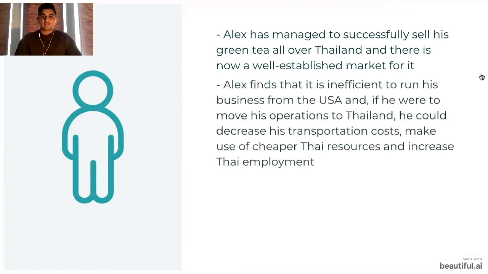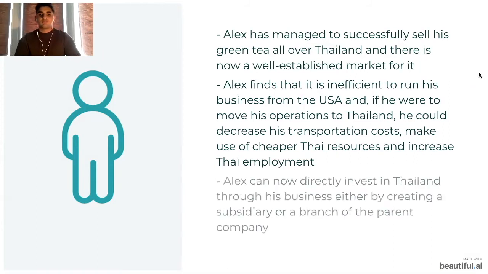And Alex finds that it's actually inefficient now to run his business from the USA. Remember, he was making that green tea and shipping it all the way to Thailand. Well, that's inefficient for him now. So if he were to move his operations to Thailand, he could decrease his transportation costs, he can make use of cheaper labor, and he could help the Thai economy, right? He could increase Thai employment. People would get jobs, maybe lift them out of poverty.